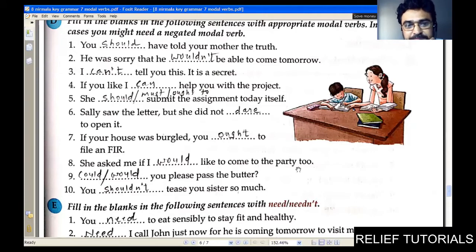She asked me if I would like to come. That is somebody's liking or wish or desire. Could or would you please pass the butter? That is a polite request. You shouldn't tease your sister so much. That is the moral duty or advisability or suggestion.